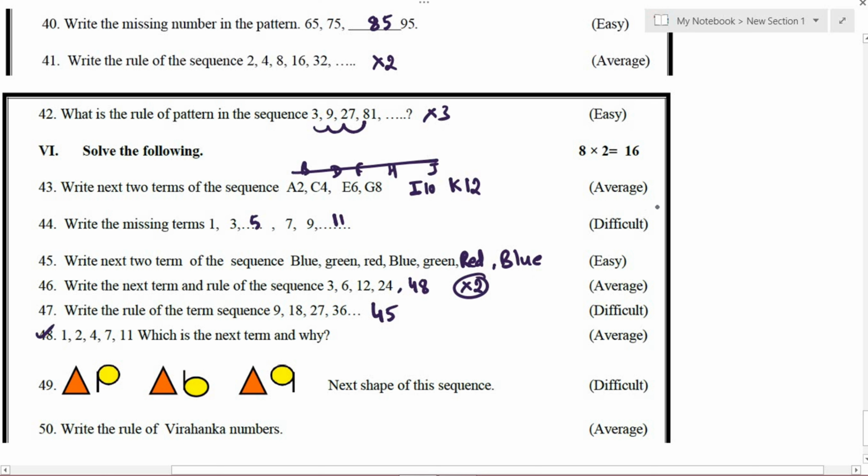1, 2, 4, 7, 11: which is the next term, and why? Let us write 1, 2, 4, 7, 11. Here we can see the positions of the places: first place, second place, third place, fourth place, fifth place. Now you write the values and add them. 1 plus 1 is 2, 2 plus 2 is 4, 4 plus 3 is 7, 7 plus 4 is 11, 11 plus 5 is 16. The next number will be 16. See, this is how we have to get the answer.